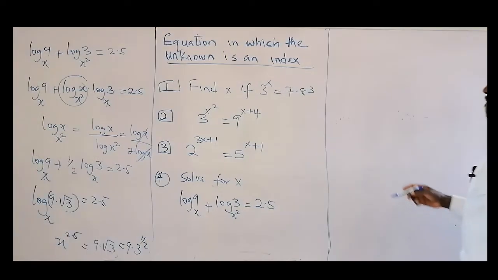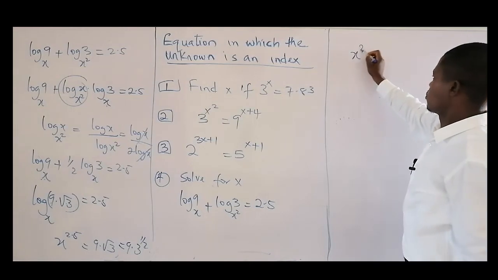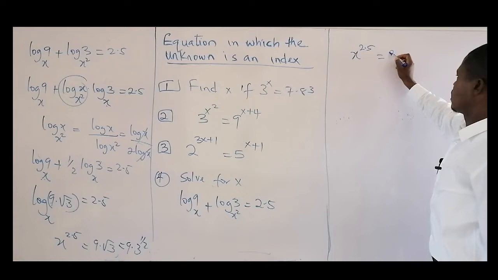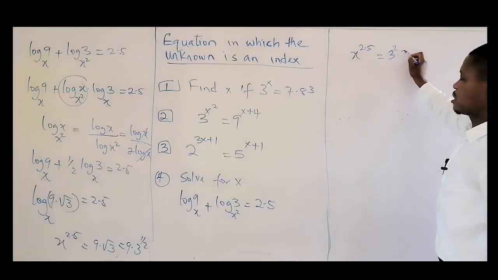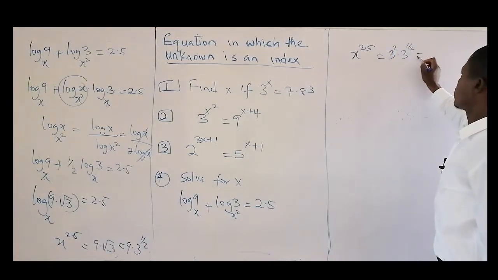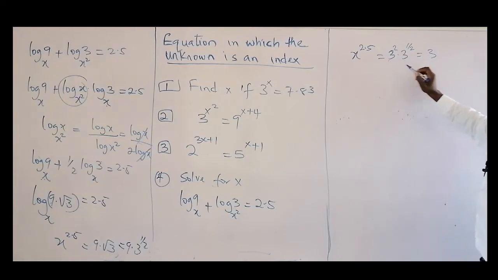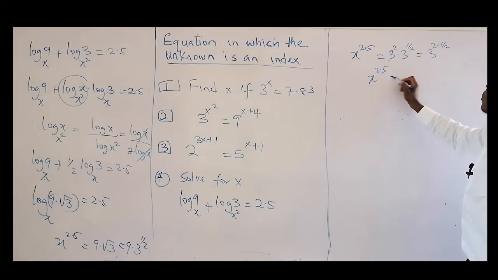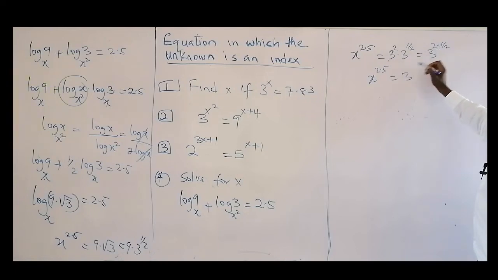Now we go to x to the power 2.5 equals 9, which is 3 squared, times 3 to the power half. Take that and add the powers together, and that will be x to the power 2.5 equal to 3 to the power, this will be 5 over 2.